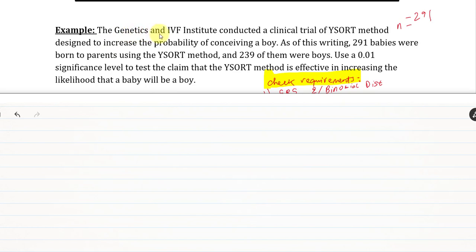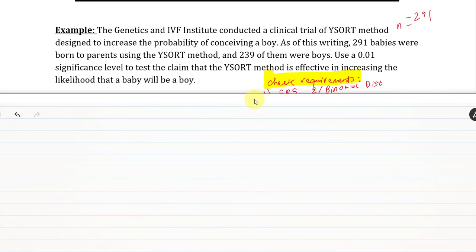The Genetics and the IVF Institute conducted a clinical trial of the YSORT method, designed to increase the probability of conceiving a boy. As of this writing, 291 babies were born to parents using the YSORT method, and 238 of them were boys. Use a 0.01 significance level to test the claim that the YSORT method is effective in increasing the likelihood that the baby will be a boy.